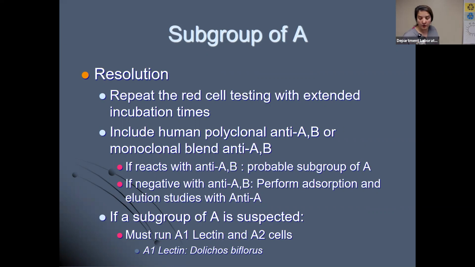So when you have a subgroup of A, definitely make sure A,B is included in your testing. Don't be surprised if you enter your internships or start working in a blood bank lab and A,B is not routinely used in your front type testing. Okay, you usually only add it on when there's some type of discrepancy or they're trying to resolve a subgroup of A or confirm a group O. Okay.